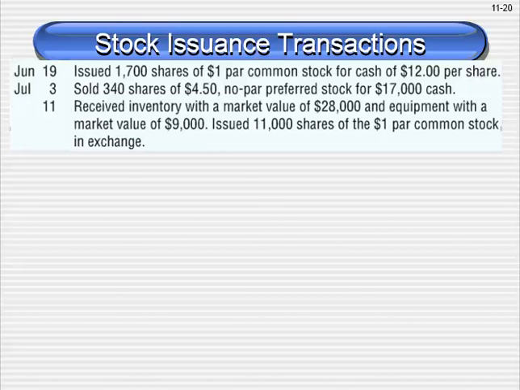Okay, let's take a couple of minutes and look at some stock issuance transactions. On June 19th, we issued 1,700 shares of $1 par common stock for cash of $12 per share. So how much money are we going to receive when we actually issue that particular stock? Well, we know we need to debit cash because we're going to get cash in exchange for that stock issuance, and that's going to be the number of shares times the actual issue price, which was $12. So 1,700 shares times $12 is $20,400.